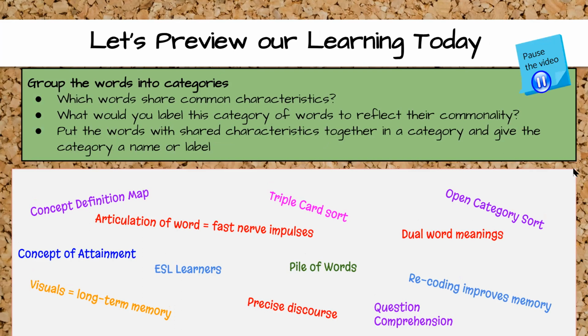All right, now what you're going to do is group the words into categories. So think about which words share some common characteristics. And then think about what you would label the category of words to reflect that commonality. So in just a second, I'm going to have you pause the video again and actually sort these words into categories. And then go ahead and give each category a name or a label. I'll give you a second to pause the video and do that now.